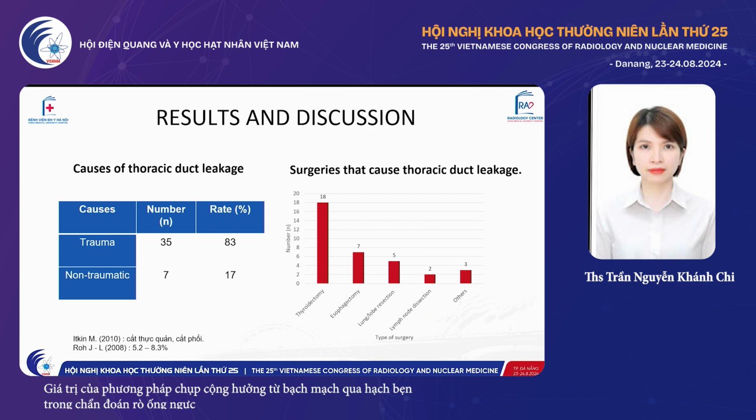Among the types of surgery that led to thoracic duct leakage, half of the patients in this study underwent thyroidectomy, with 18 patients. According to Roth in 2008, the incidence of thoracic duct leakage after thyroidectomy can range from 5 to 8%. The next most common causes are esophagectomy and lung lobectomy resection. It is in line with the finding of Maximilian in 2010.